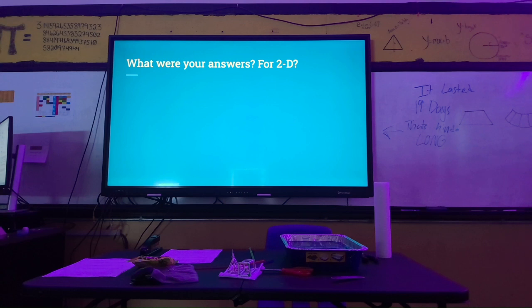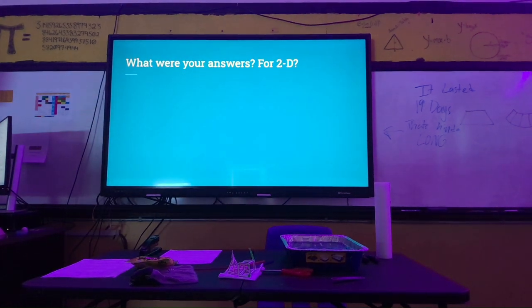Okay. What's the technical word for a diamond? Instead of saying a diamond, what should the mathematicians say? I have no idea. Rhombus. Or rhombi if you're being plural. Yep. All right. Did anybody else have any answers?